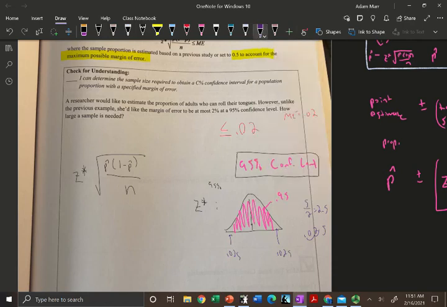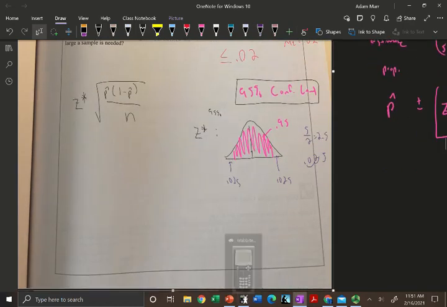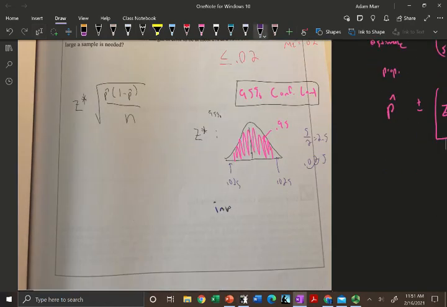Okay, so let's take a look right here. So we need to get the z star value. So we're going to use, of course, right here to get that. We'll just go and put inverse normal. The area is 0.025. The mean is 0. The standard deviation is 1. All right, we'll just go and put that into the calculator.